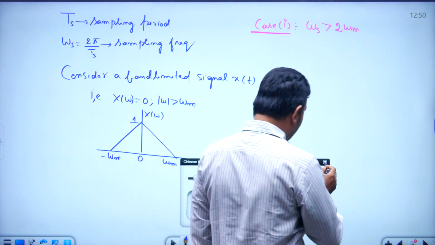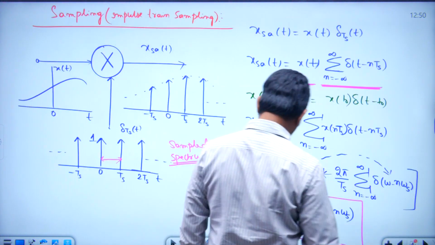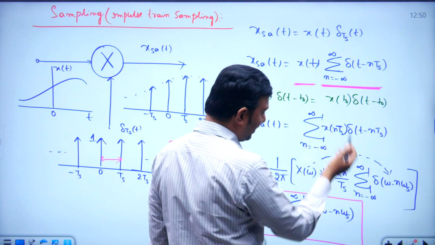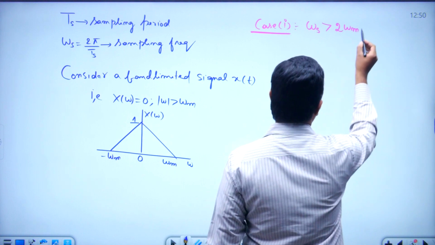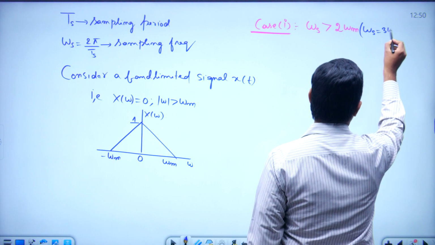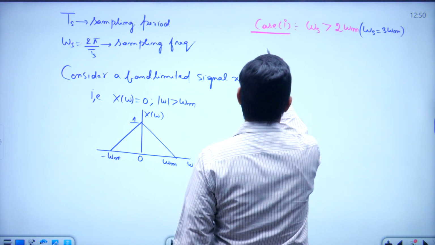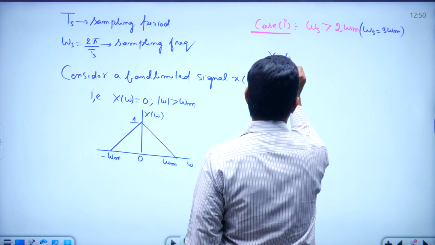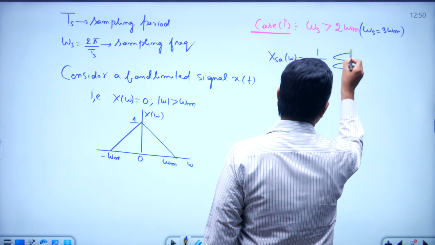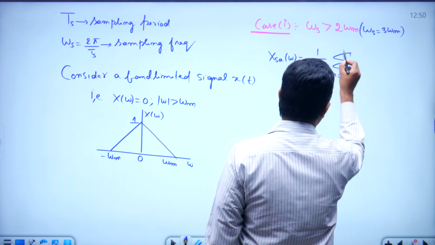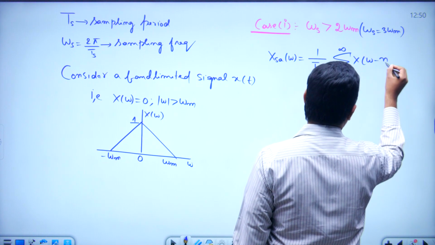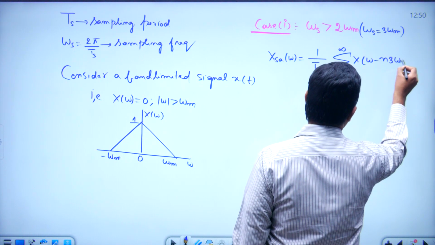How to verify this? As we are going in frequency domain, we got the sample spectrum. In this sample spectrum, substitute this value in the place of omega s. So omega s is greater than 2 omega m, you can take some value 3 omega m. Now what happens to the sample spectrum? X sample of omega is equal to 1 by Ts summation n varying from minus infinity to infinity X of omega minus n omega s, where omega s is 3 omega m.